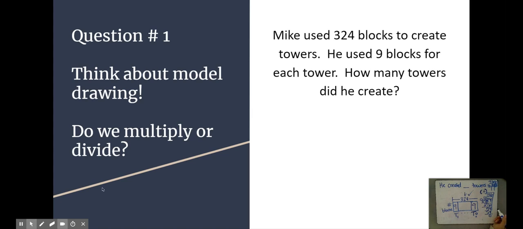So I want you to make sure that you take your answer and you plug it into where your question mark is. So how many towers will there be? Hopefully you're making sure it's 36. And good job. Off to the next one.